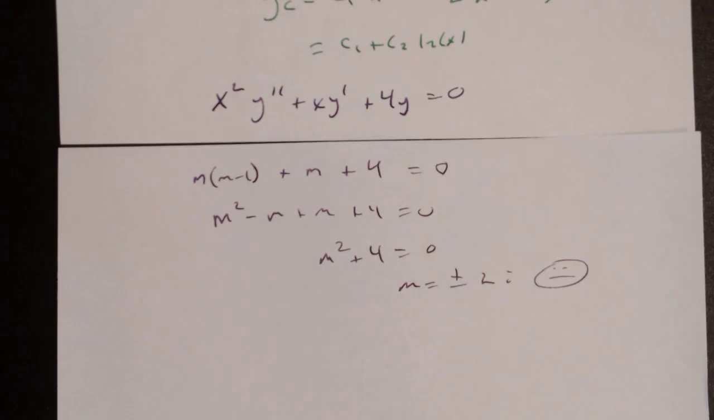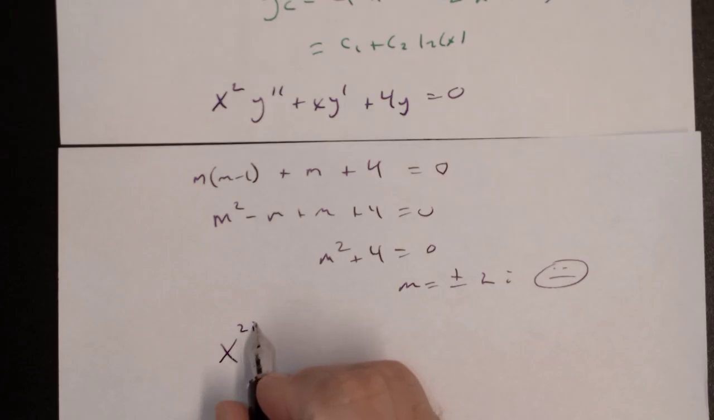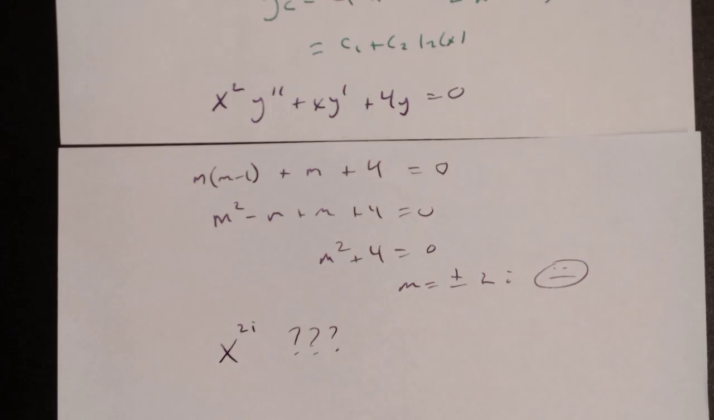Really? What this means is that the correct answer is x to the 2i. Right. Sure it is. What the hell is x to the 2i? I know how to deal with e to complex. It's the x that's bothering me. Didn't I just say that e and ln cancel each other out?